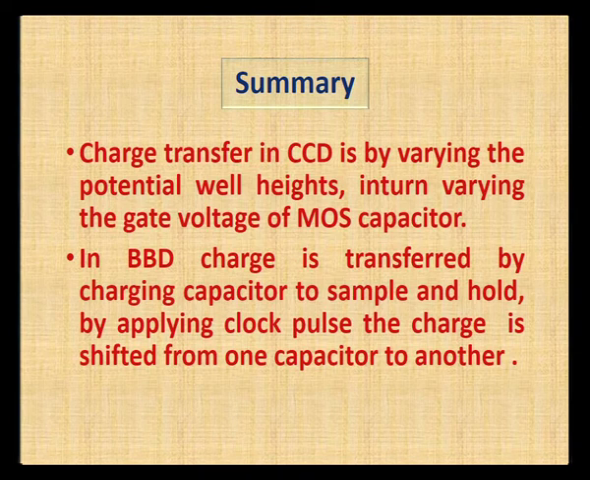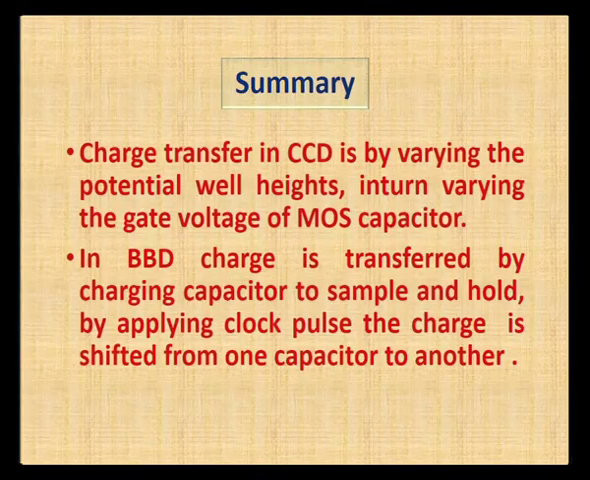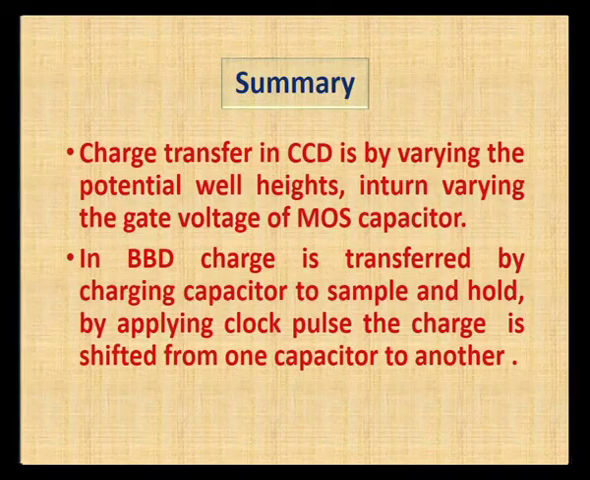In summary, charge transfer in a CCD is by varying the potential well heights, in turn varying the voltages. By varying the gate voltage we can vary the potential well. This pushes and pulls the charge packets from one cell to another. In a BBD, it is by charging the capacitor to sample and hold and giving a clock pulse to transfer the charge from one capacitor to another capacitor. These are the two things that we come to know from the CCD and bucket brigade analogy.